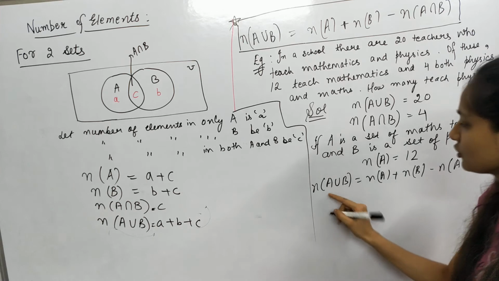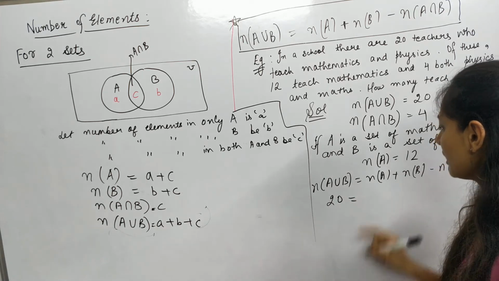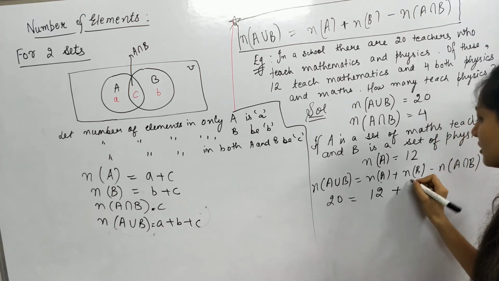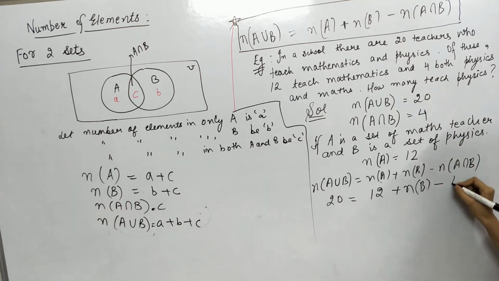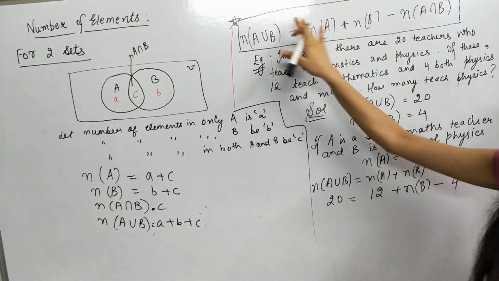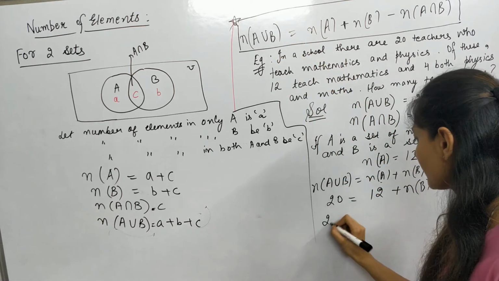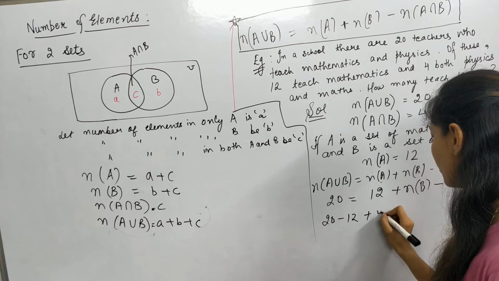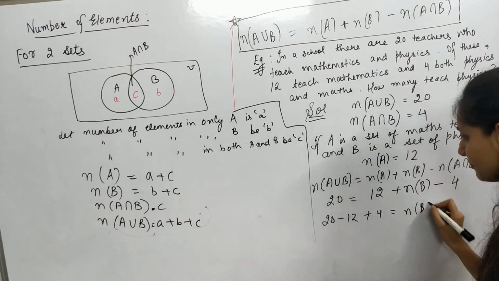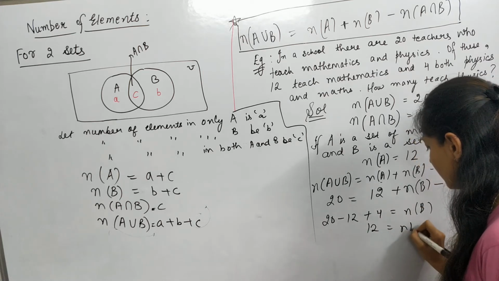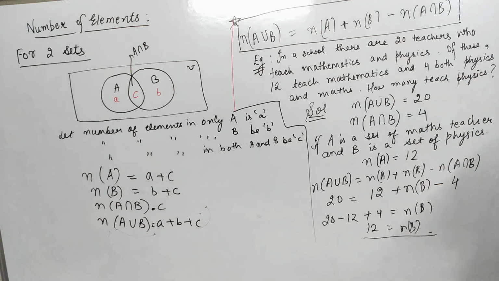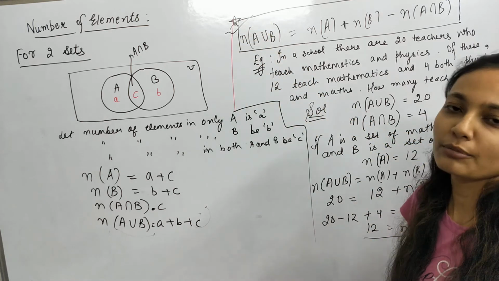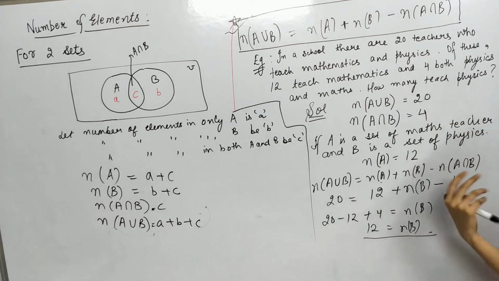So what you do is, union is given to you, 20 teachers in total, maths 12 teachers, physics you have to calculate, and intersection is given to be 4. So in this way you have to put the values in this formula to find the number of elements in B, that is 12. So how many teachers teach physics? That is 12. In this way you have to use this number of elements formula for these 2 sets, if 2 sets are given to you.